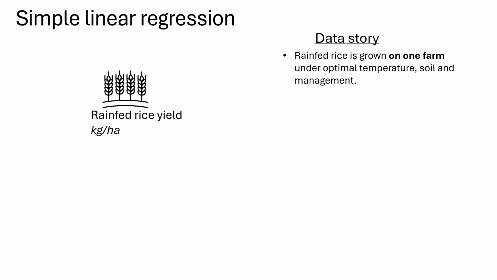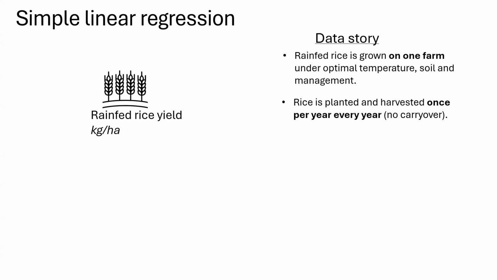Let's say rain-fed rice is grown on one farm under optimal temperature, soil, and management conditions. Rice is planted and harvested once per year every year, so there's no carryover effects. Every year is independent of the other.